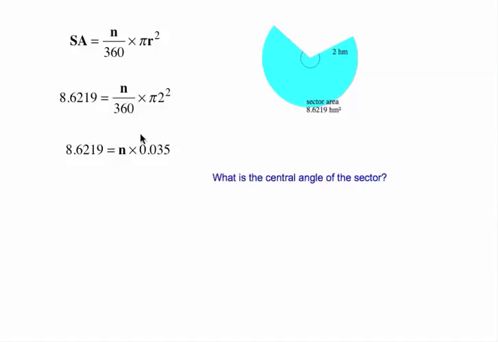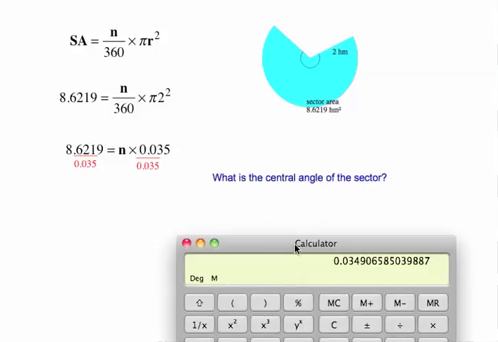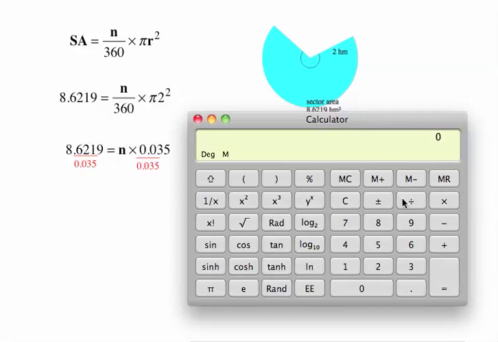Okay, so to get my n alone now, n is being multiplied by 0.035. I want to get rid of the 0.035, so I'm going to divide both sides by the 0.035, right? And that will give me, now I'm going to use the calculator, okay? So I have 8.6219, and then I press MR for memory retrieval. Divided by, no. Memory retrieval, there it is.